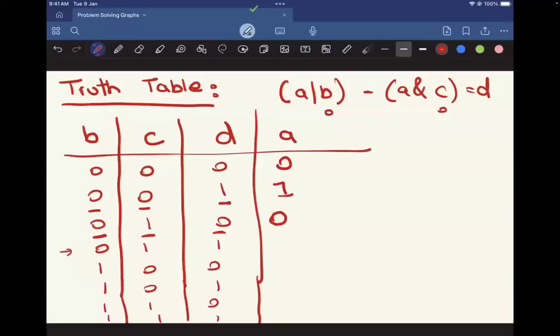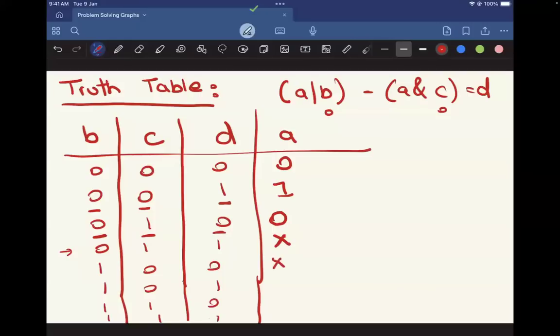0, 1 and 1. If B is 0, C is 1, and if we want D equal to 1, is this possible, guys? Tell me. Like, can you solve this? No, right? So, this is something which is not possible. All right. Now, similarly, you have B is 1, C is 0, and D is 0. Is this possible? No, right? This is not possible.